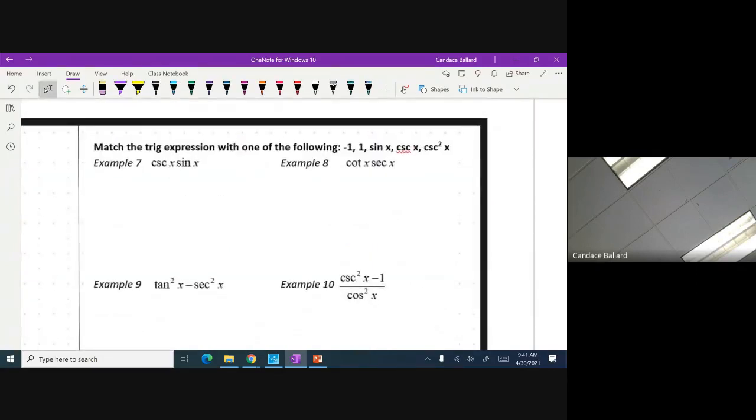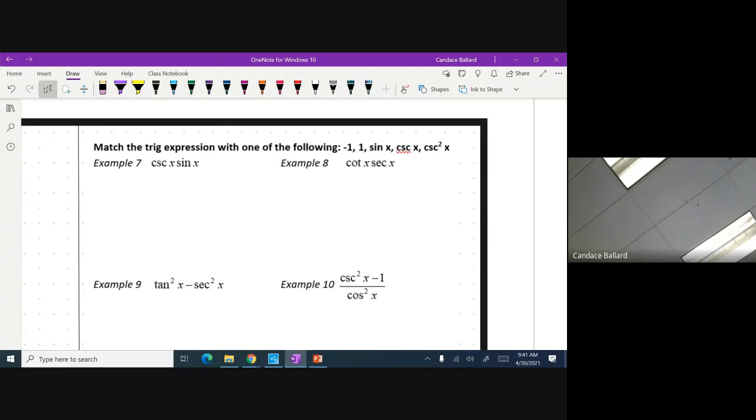All right, we are going to match the trig expression with one of the following. Okay, so this is kind of the fun part about trig. Okay, yes, trig is fun. It's kind of like putting a puzzle together. You have to manipulate the trig identity that's there to get to one of the answers. And you might try something and it might fail, and that's okay. You just try again.